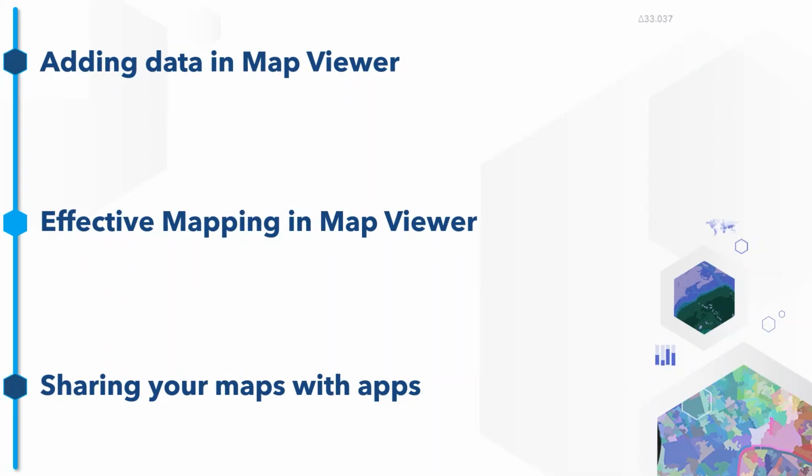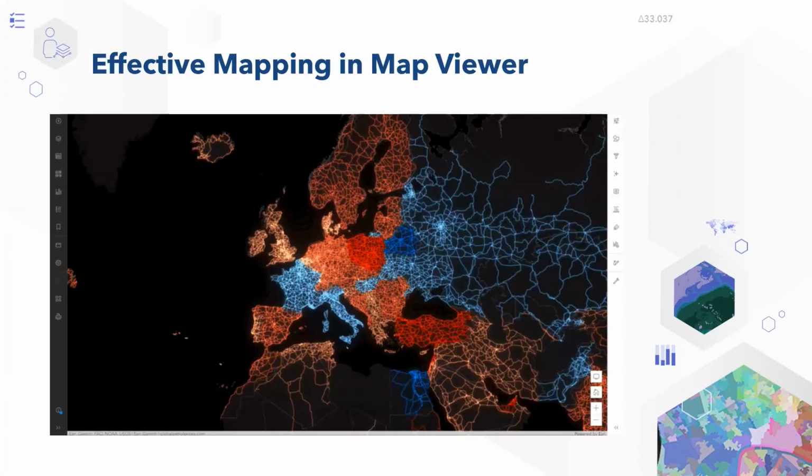Okay, so now we've seen the options for how we can actually get our data. We're going to move on to effective mapping. And Map Viewer in ArcGIS Online has a library of cartographic styles for you to map your data, each of which interprets it in different ways.